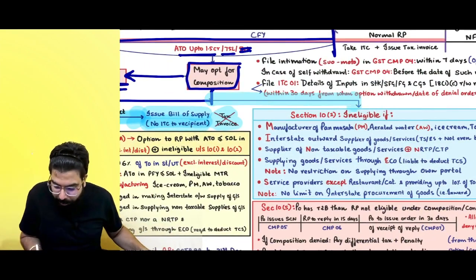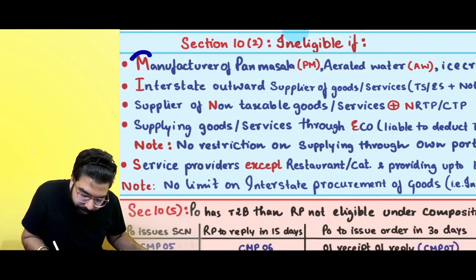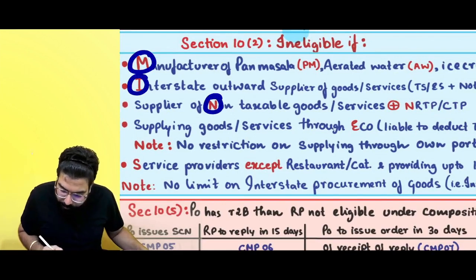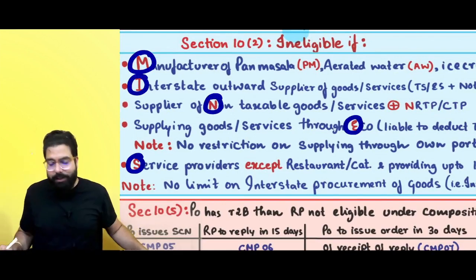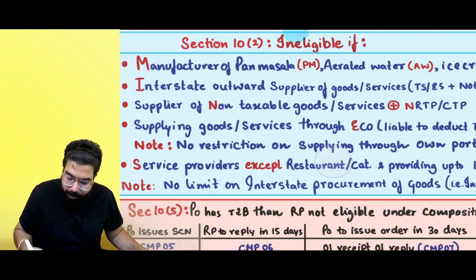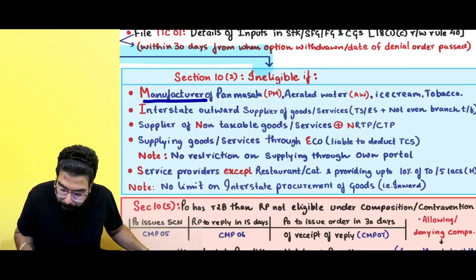Now, sir, who are the people who are ineligible? Very, very important for the exam. Always remember, MINES. Mines are those people who are ineligible. Sir, what do you mean by MINES? Always remember one thing. M for manufacturer. M for manufacturer of PAIT.